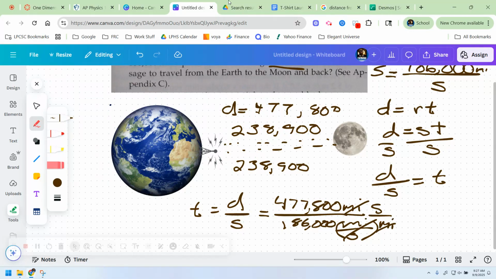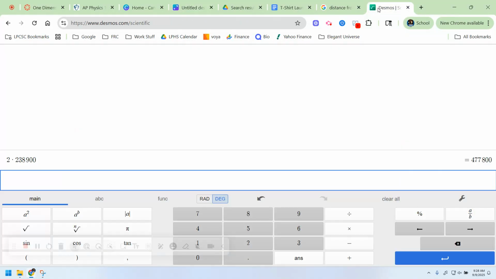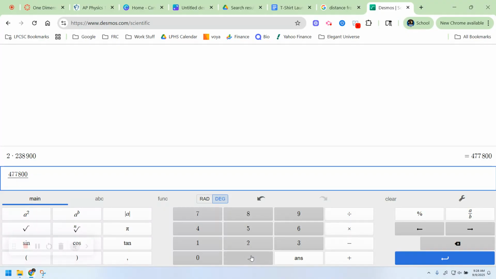So the only thing I have to do is 477,800 divided by my 186,000. Oops, I did one too many zeros there. No, I didn't, I did the right one. So I get this number, 2.56, right?